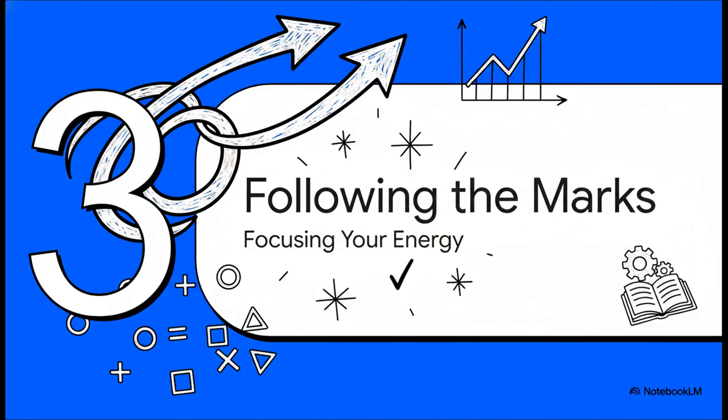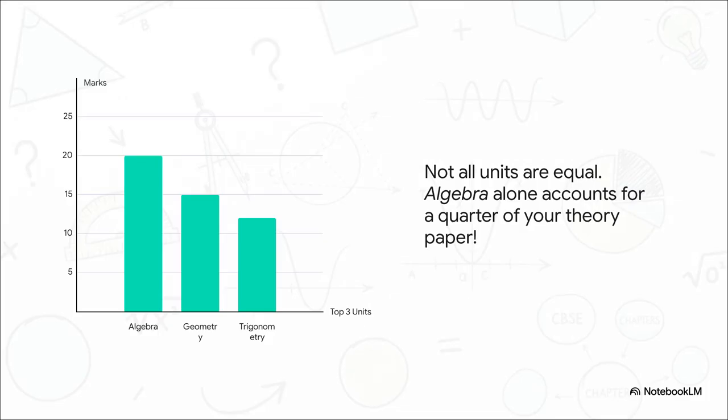Okay, Section 3, following the marks. So we know the structure of the paper, but how do we study smart? It's simple, really. We follow the marks. Let's figure out which topics are going to give you the most bang for your buck. And this is where your strategy gets really serious. Not all units are created equal, not even close. Just look at this. Algebra is the undisputed champion, worth a massive 20 marks. That's a full quarter of your entire theory paper.